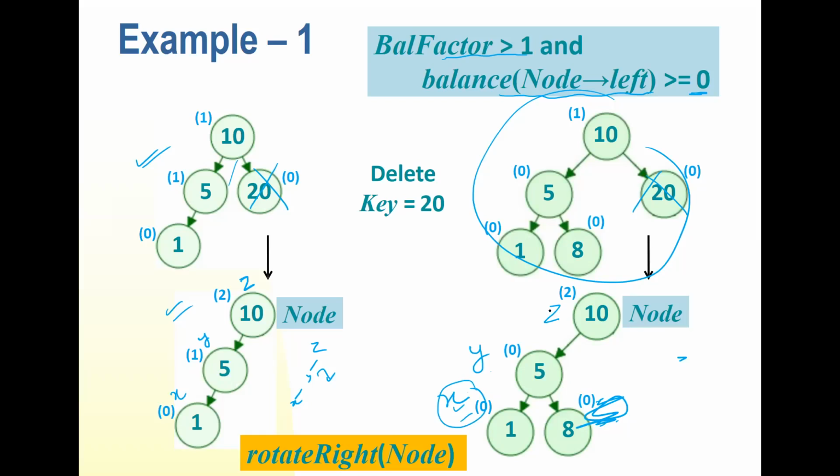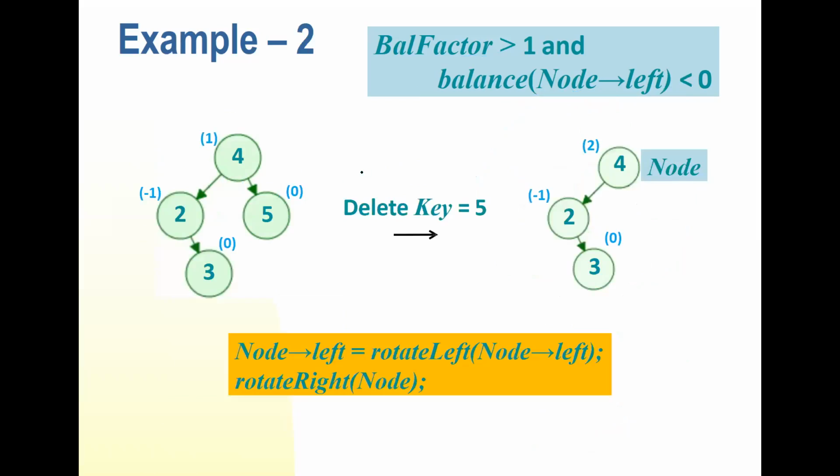That means if balance factor is greater than 1, and balance factor of the node of left is greater than or equal to 0, that is node of left is either equal to 0 or greater than 0, in either case, you have to perform right rotation.